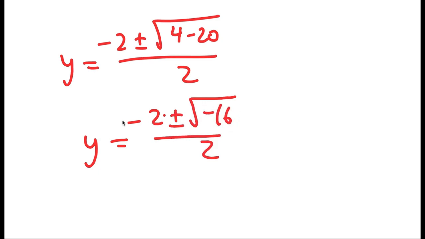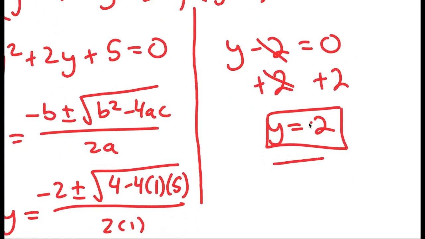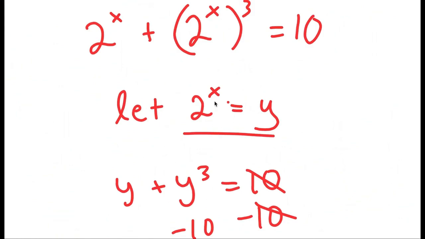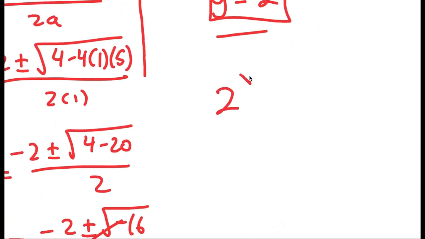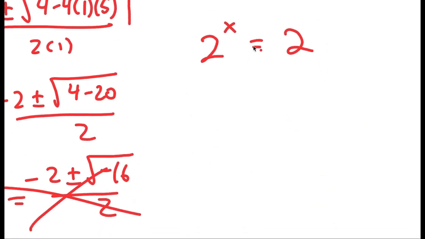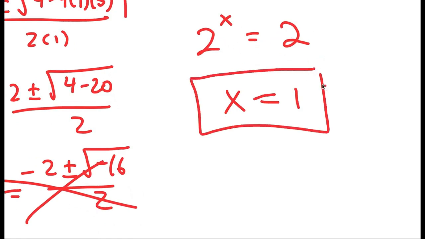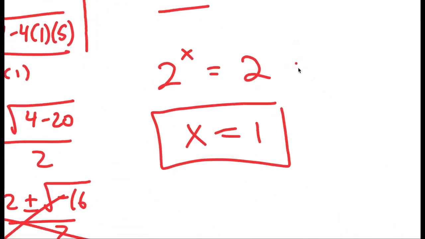And because we have the square root of a negative number, we cannot use this solution of y, meaning we can only use y equals 2 as a solution. And remember, we're solving for x, not y. And we let 2 to the power of x equal to y. So I have 2 to the power of x is equal to 2. And the only solution to this would be x equals 1, because 2 to the power of 1 is equal to itself. So x equals 1 is my solution to this equation.